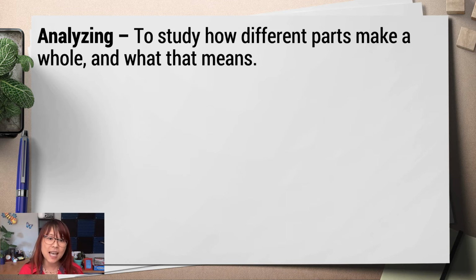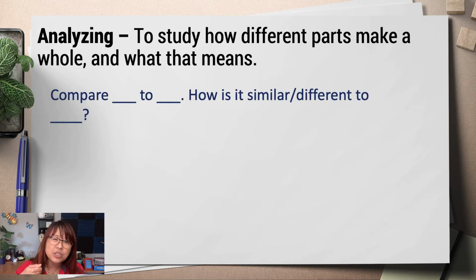Analysis is to study how different parts make the whole and what that means. When I think visually of analysis, I think of a magnifying glass that's looking very closely at certain parts of things. And what does it mean to maybe the whole puzzle? What does it mean to me? What's the big picture, right?